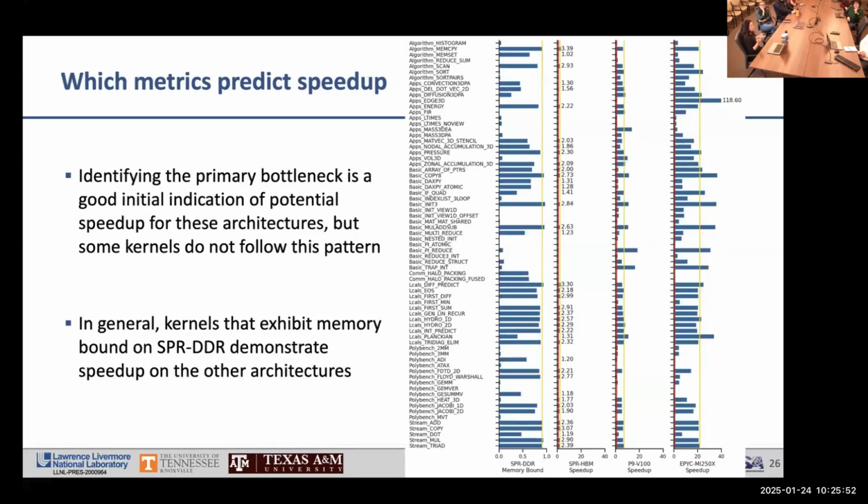Okay, so in general, thinking about which metrics can predict the speed up, we did find that identifying the primary bottleneck can be a good initial indication of what speed up we might see when moving to the new architectures. Not all kernels follow this pattern, but it's a good guidepost. And in general, the kernels that exhibit memory bandwidth bound characteristics demonstrated the most speed up when we move to higher memory bandwidth architectures.